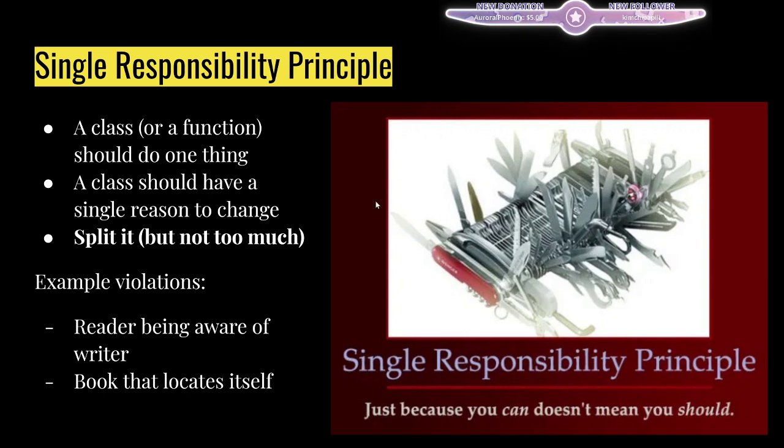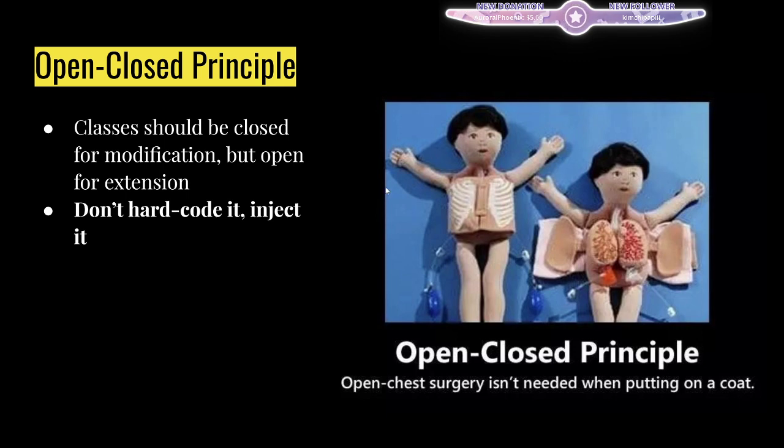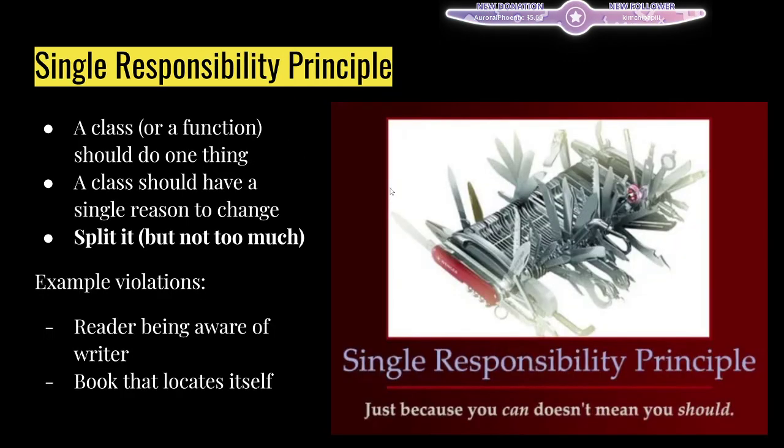Example violations of single responsibility principle are when, let's say, a reader needs to be aware of a writer. That's a no-no. Or a book that locates itself. That's also a big no-no. So that's single responsibility principle.